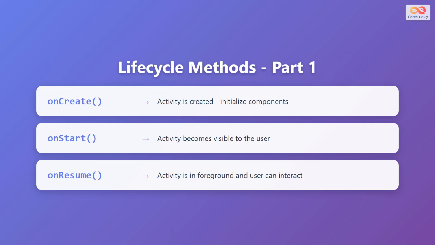Let's explore the first three lifecycle methods. First is onCreate. This method is called when the activity is created for the first time. Here, you initialize components, set up your user interface, and prepare everything your activity needs. Next is onStart. This method is called when the activity becomes visible to the user. The activity is now on screen, but the user may not be interacting with it yet. Finally, there's onResume. This is called when the activity comes to the foreground and the user can actively interact with it. At this point, your activity is running and fully interactive. These three methods represent the creation and visibility phases of an activity.